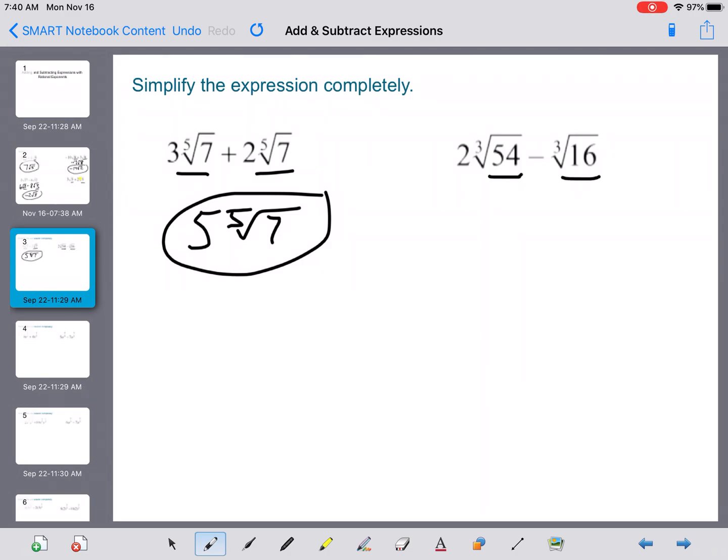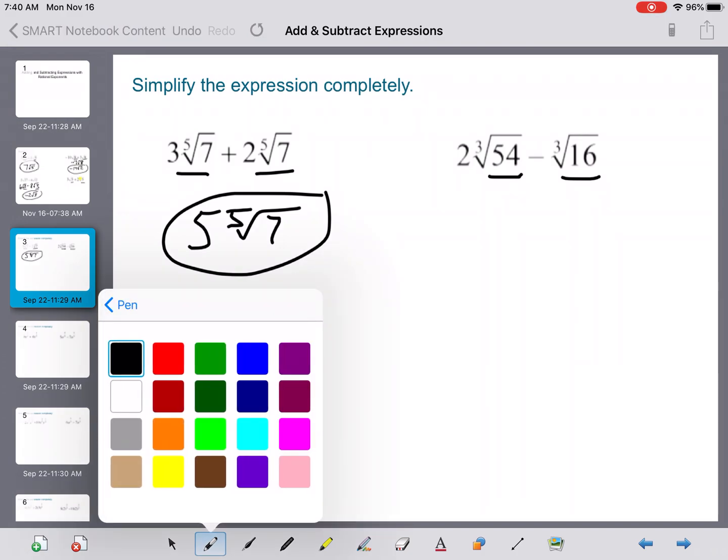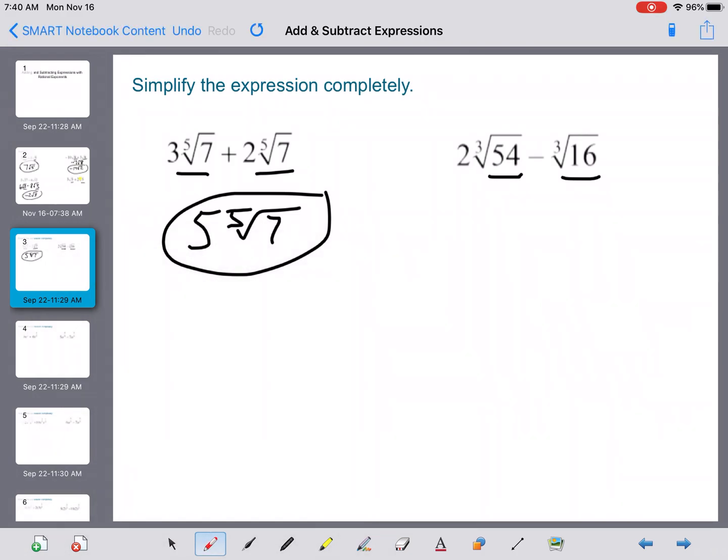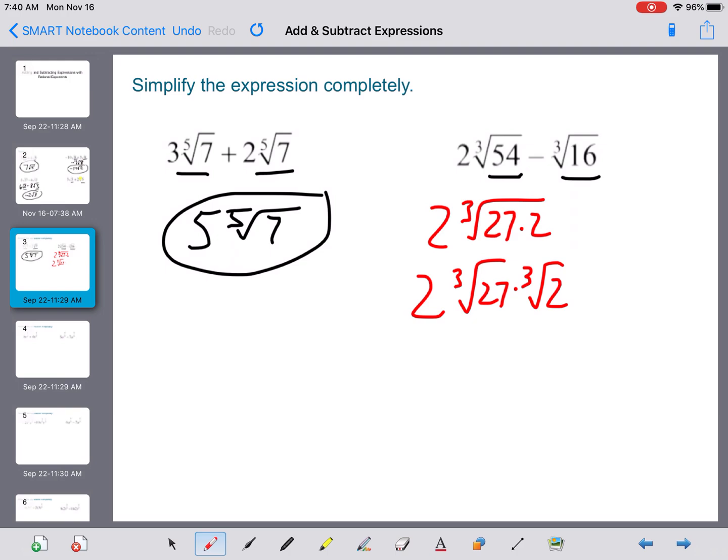Those aren't perfect cubes, and they're not the same, so we have to do some simplifying. So we should see that 54 is really 27 times 2. And so the cube root of 27 is going to be 3, and that's going to join on the outside. So what we're saying is 2 times the cube root of 27 times 2. And then we can say the cube root of 27 times the cube root of 2. This is just going to be 2 times 3 times the cube root of 2, which is going to be 6 cube root 2.